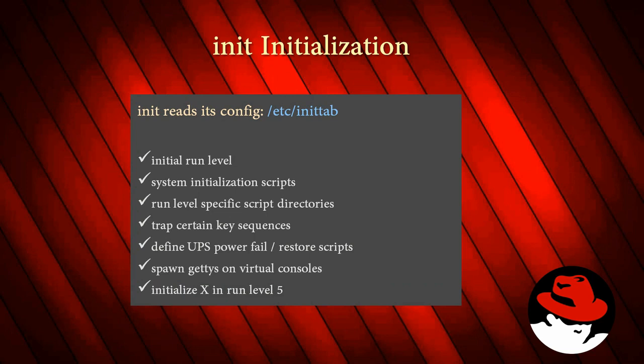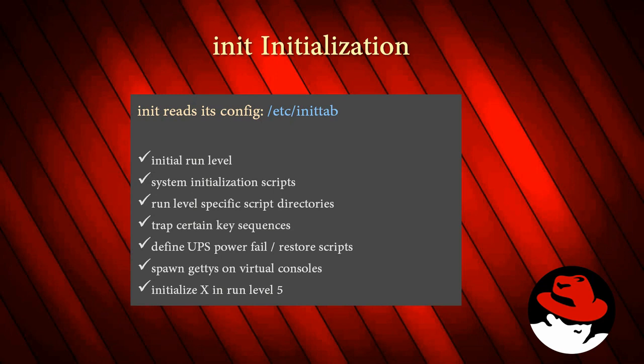What does init actually do? It initializes the run level, the default run level of your system. This is followed by system initialization scripts that are executed to load the kernel and everything else. The run level specific script directories are located. It traps certain key sequences. It defines the UPS power fail restore scripts. It spawns gettys on virtual consoles.